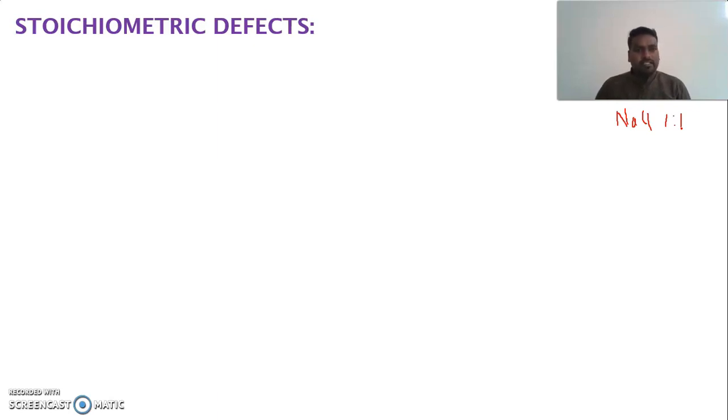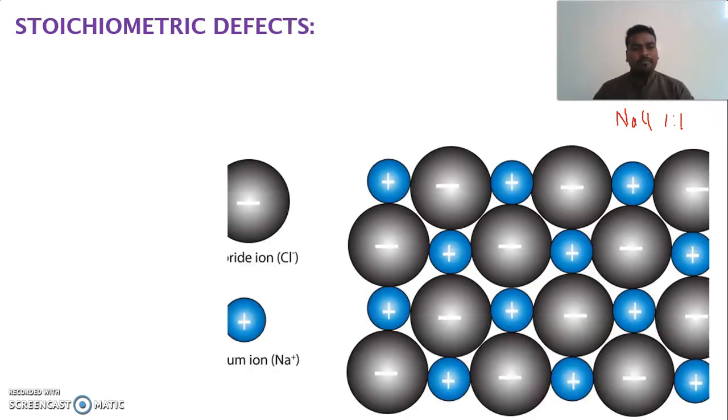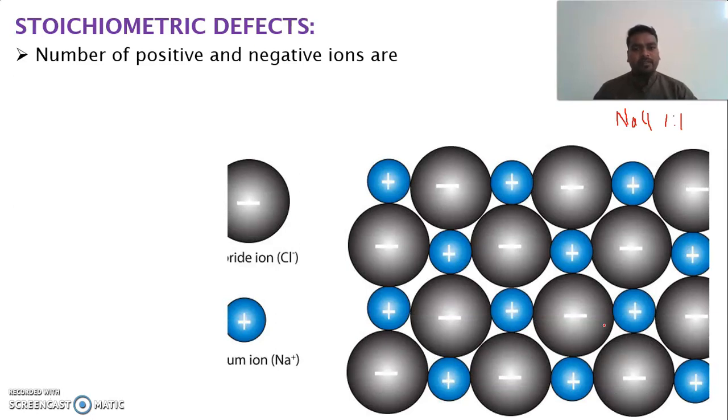Stoichiometric defect means the crystal undergoes defect, but the stoichiometric ratio does not alter. So this is called stoichiometric defect. For example, let us consider this sodium chloride crystal.